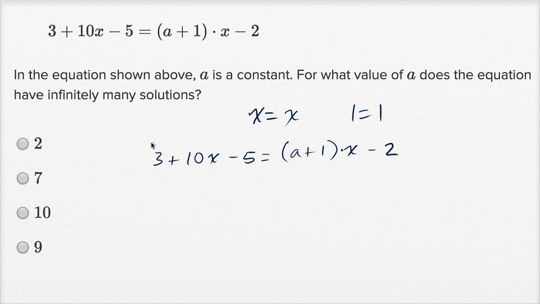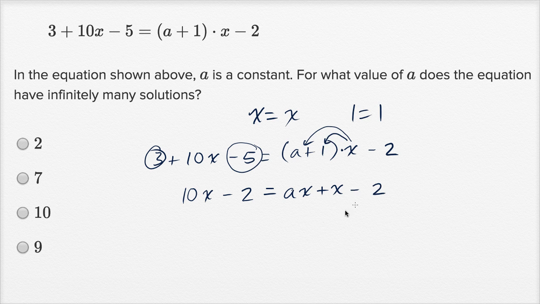On the left-hand side, I can add the 3 and the negative 5, or take 3 minus 5, that would be negative 2. So I get 10x minus 2 is equal to, and let me distribute the x, ax plus x. All I did here is I distributed the x minus 2.